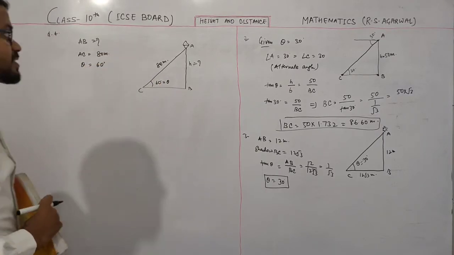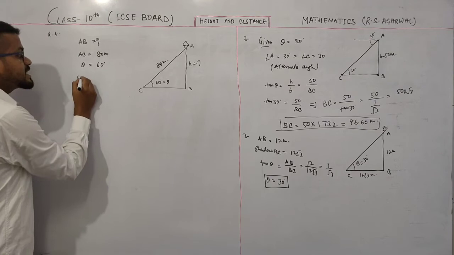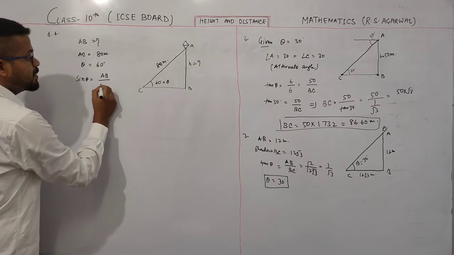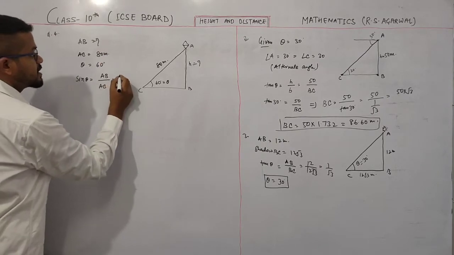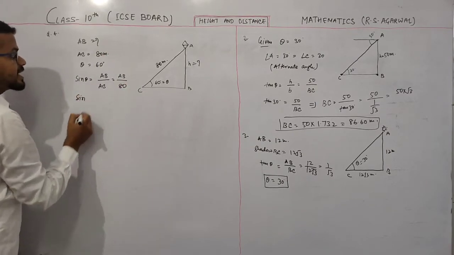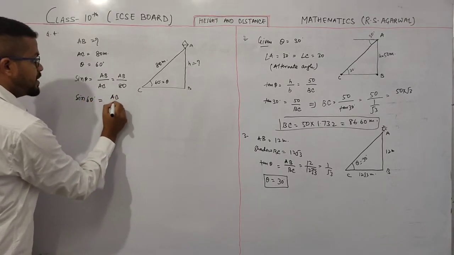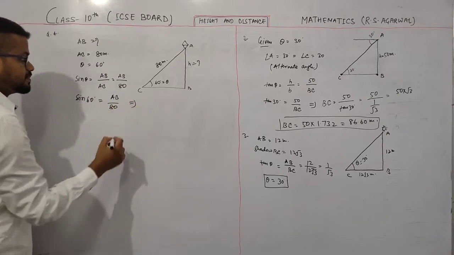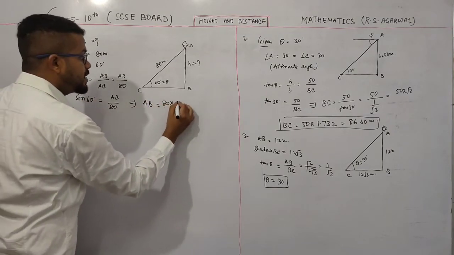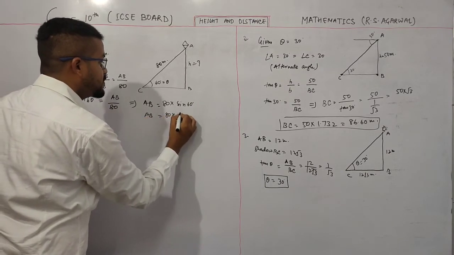So in which trigonometrical ratio there is a height and hypotenuse? This is sine theta, and sine theta is perpendicular upon hypotenuse. So here perpendicular is what we have to calculate, and hypotenuse is 80 meter. Sine theta, value of theta is 60 degree is given, sine 60 degree equals AB by 80. So AB is equals to 80 into sine 60 degree.